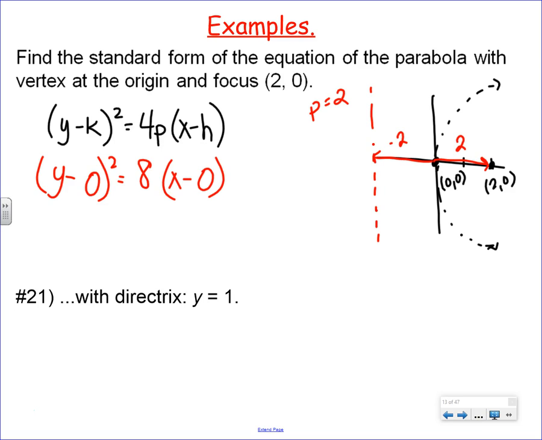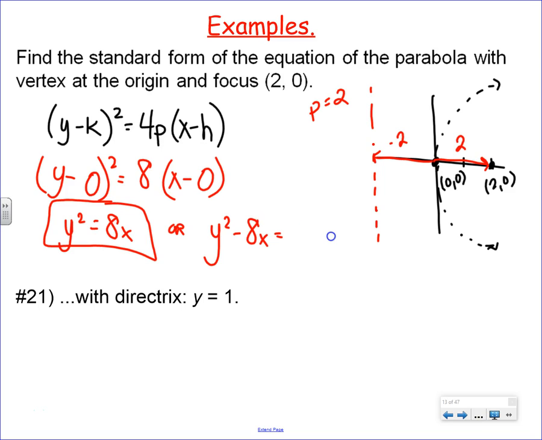Now technically, is that right? The answer would be yes. Is that in standard form? No. The nice thing is they don't necessarily mean standard form of a conic, at which point we've moved it all to one side. They just mean standard form as in an equation. You could stop there. If you wanted to make it like a conic, you could go ahead and do y squared minus 8x is 0. That would be what the conic would do, move it all to one side. But both ways work.